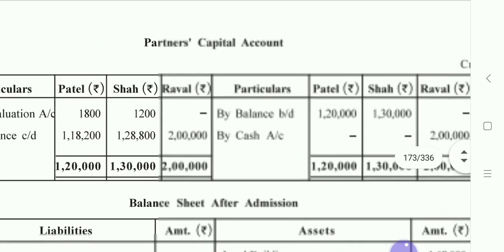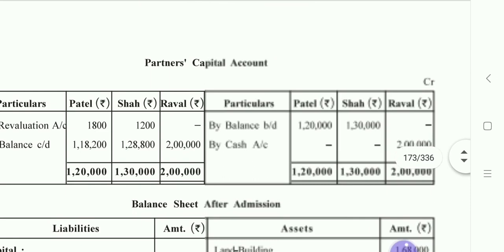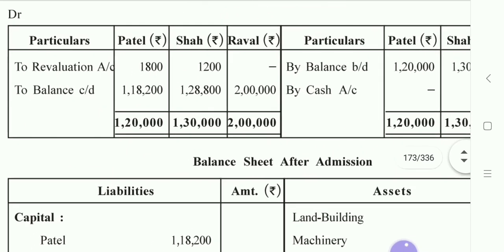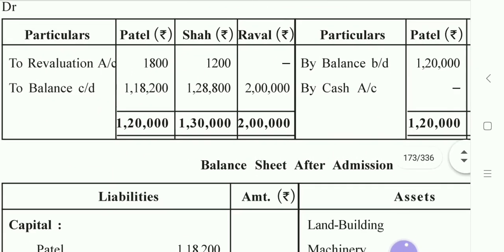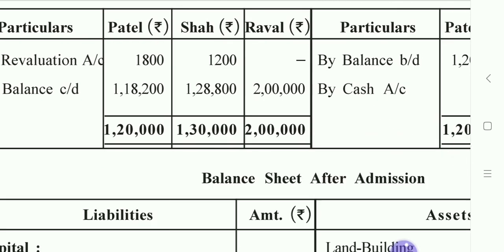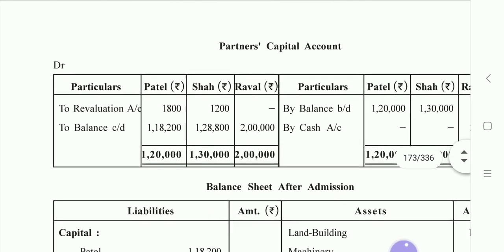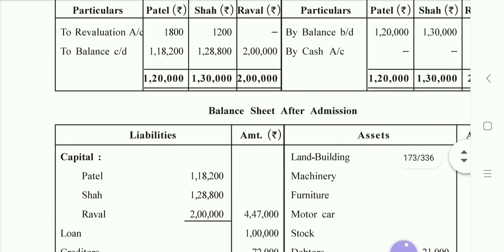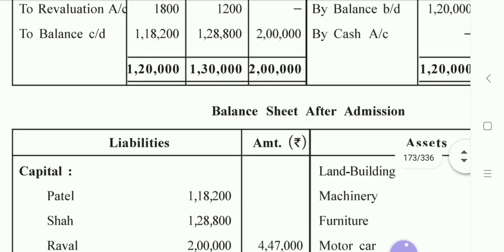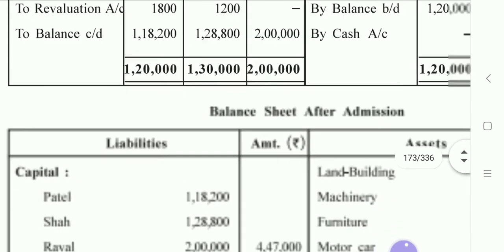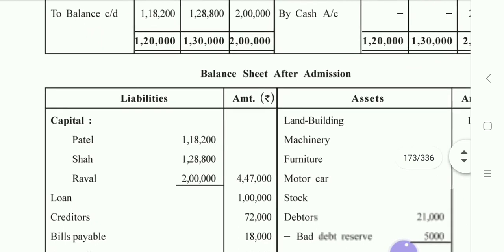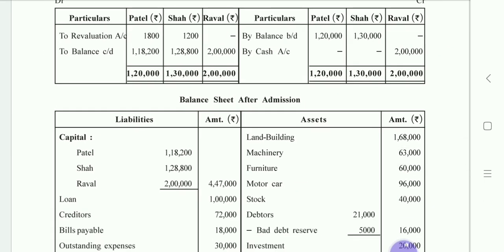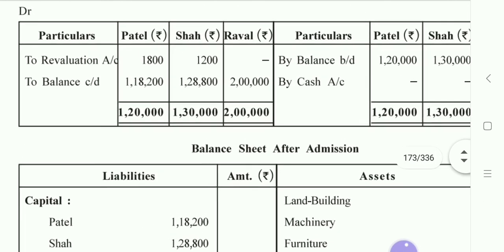So here it is written to balance carried down. So this is the closing capital of partners. The balancing figure is termed as closing capital, which is to be transferred to the balance sheet liabilities side. Again, you can see the answer has been transferred to the opposite side. This is the debit side, and in the balance sheet here it is the liabilities side. Liabilities is always credit. This is the debit side in partners capital.